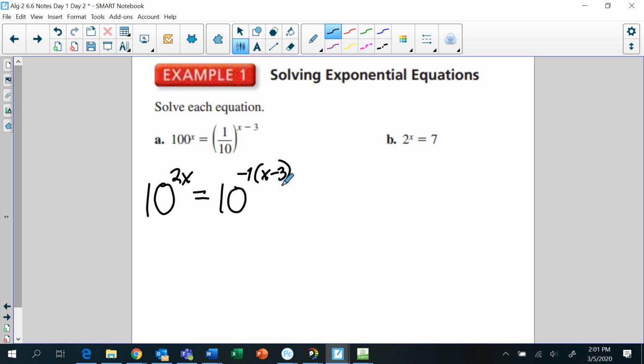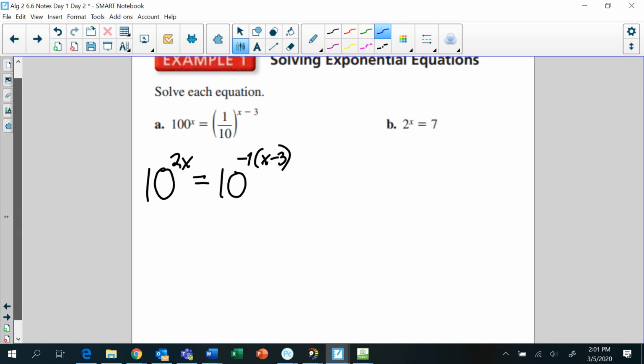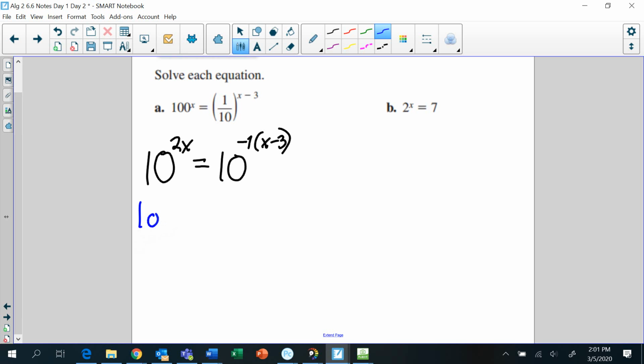What do we know about the exponents? They're going to be equal to each other, because they have the same base. I'm going to use logarithms, but that's the common sense part. To do logarithms, I need to cancel out a base of 10. How do I cancel out a base of 10? Log base 10. I'm going to log both sides.